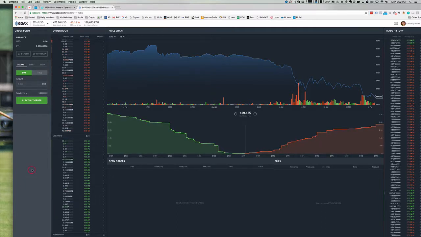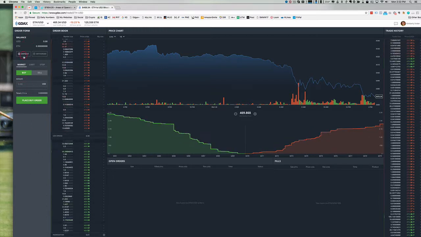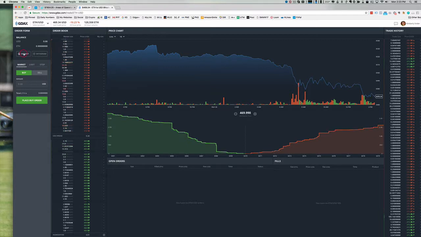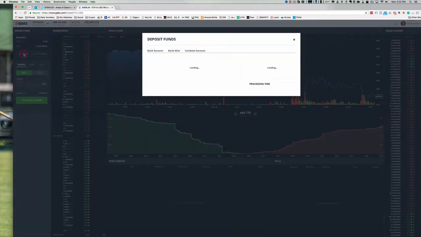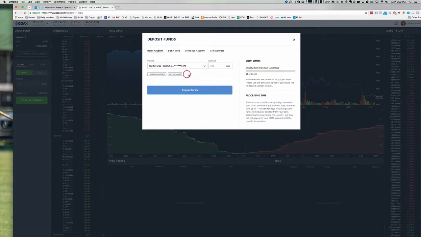All right, so that's what the trade screen looks like. This is where you buy and sell. We'll come back to that for a moment. If you want to deposit funds into your account, you click the deposit button and then you will see a couple of choices. You can see if you have a bank account, which you have already connected, then you can just choose the bank account, put in the amount.